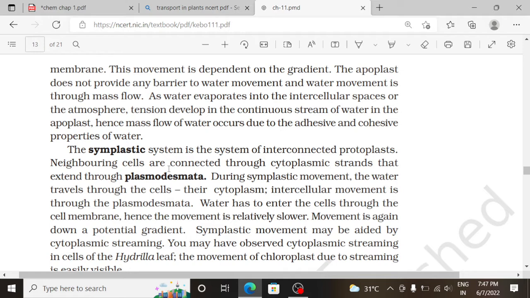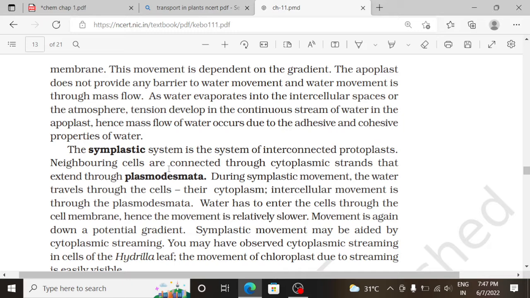The symplastic system is the system of interconnected protoplasts. Neighboring cells are connected through cytoplasmic strands that extend through plasmodesmata. During symplastic movement, the water travels through the cells. Their intercellular movement is through the plasmodesmata. Water has to enter the cells through the cell membrane. Hence, the movement is relatively slower.